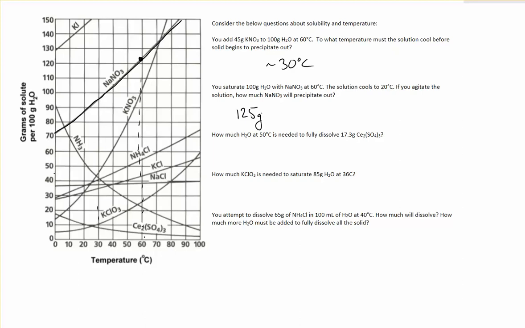Then that solution cools down to 20 Celsius. At the cooler temperature, only about 87 grams can remain in solution. So if we take the difference, we find 38 grams will agitate out, or precipitate out.